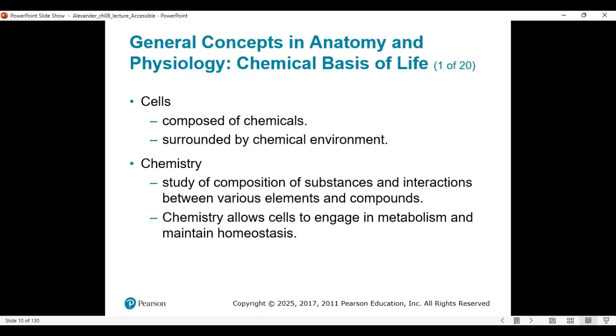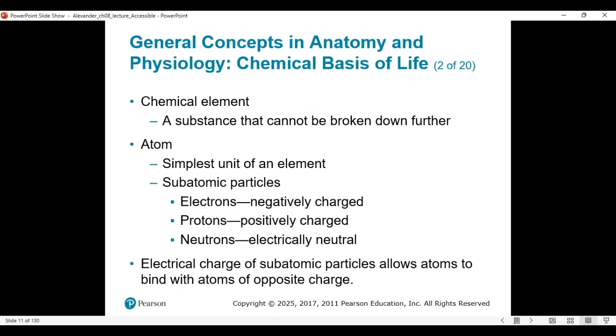Cells are composed of chemicals surrounded in a chemical environment. The term chemistry is the study of composition of substance and interaction between various elements and compounds. Chemistry will allow cells to engage in metabolism and maintain that homeostasis. A substance that can't be broken down any further, that's an element. If you remember back to your high school chemistry class, the periodic table, those are all elements. These are structures that cannot be broken down any further.